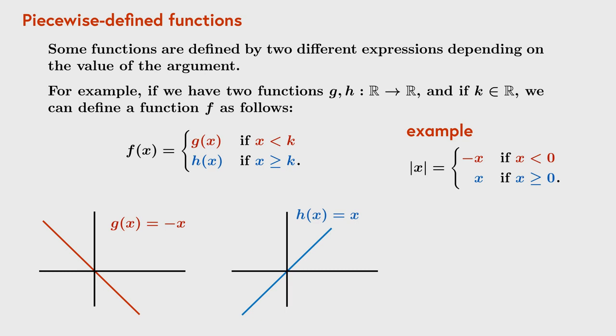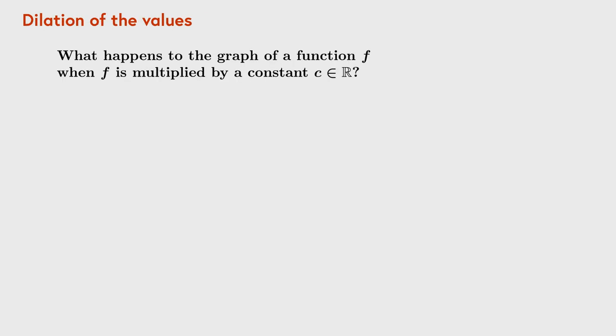How do we find the graph of absolute x? Well, we could look at the graphs of the two components, the functions minus x and x. Those are affine functions, so we know how to graph them. And then we take the left-hand branch of g and the right-hand branch of h, put them together, and you have the graph of the function absolute x.